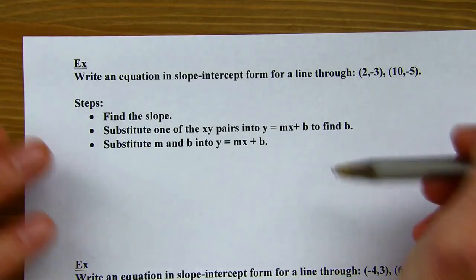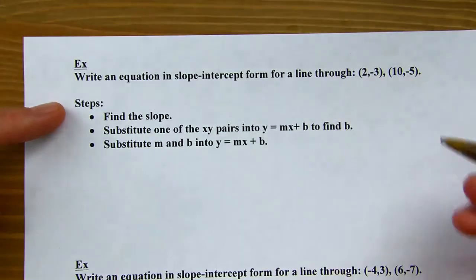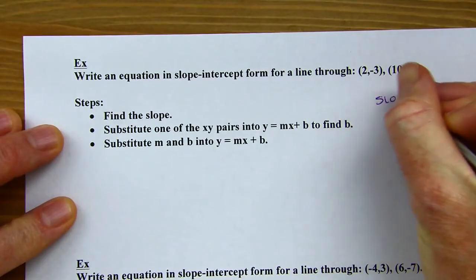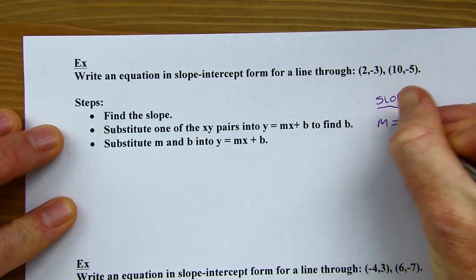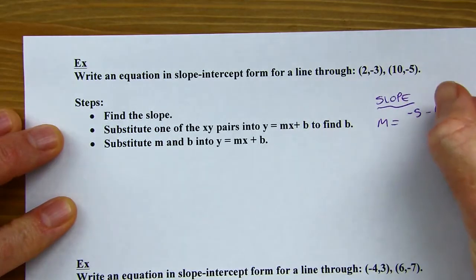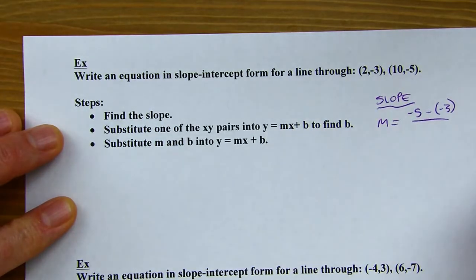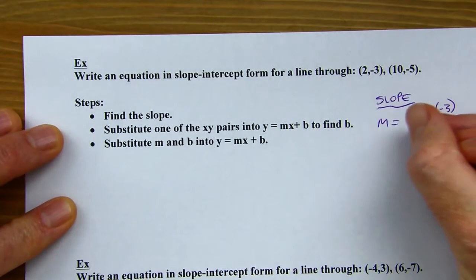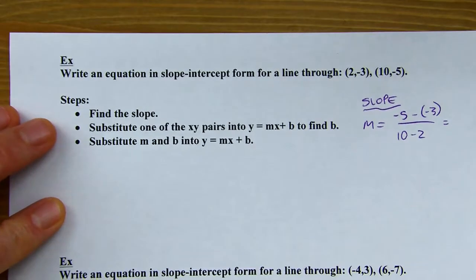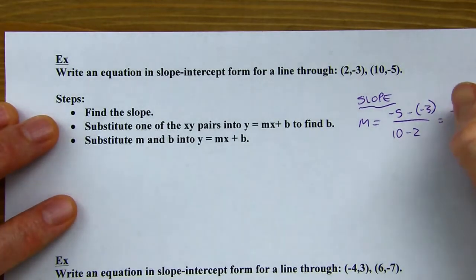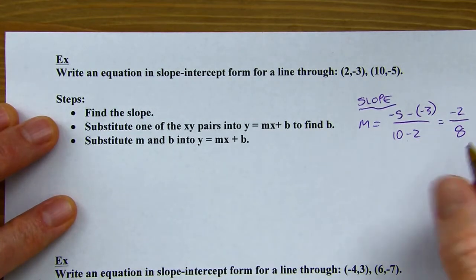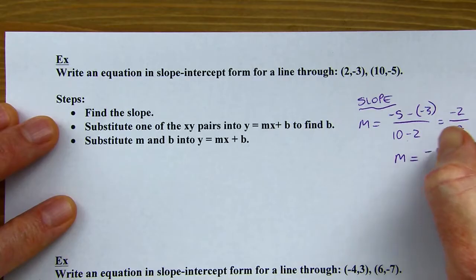Okay, and I've got a game plan here. So here are the steps. We're going to start by finding the slope. Okay, so let's do that. I'm going to subtract my y, so I've got negative 5 minus negative 3. Watch that, got a double negative there, right? And then I've got 10 minus 2. Okay, so negative 5 minus negative 3 would be the same as negative 5 plus 3, and 10 minus 2 is 8. Okay, so I've got negative 2/8, which I can reduce. That would be negative 1/4.